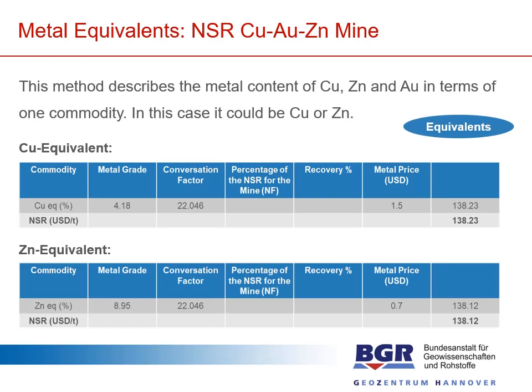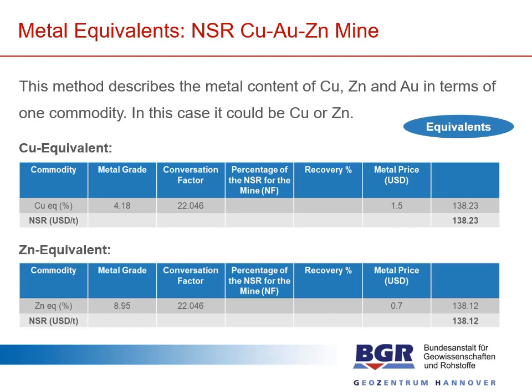So all the value, in this case on a net smelter return basis, is taken and recalculated back. You have the value and you have the copper price. You need to use the conversion factor from pound to ton, and if you calculate backwards, you get a copper equivalent grade of 4%. You could also calculate this on a zinc basis using the metal price of zinc of 70 cents per pound, and you would get a zinc equivalent grade of 9%.